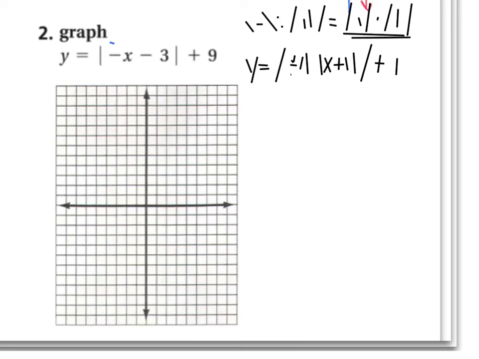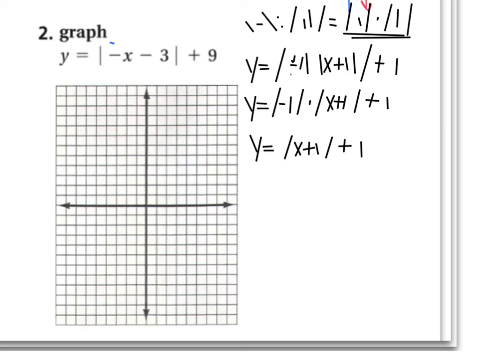Now I want to use the rule to rewrite it, breaking it apart into two absolute values. So the absolute value of -1 times the absolute value of x plus 3, plus 9. Well, what's the absolute value of -1? 1. So y equals 1, or we don't need to write the 1, 1 times the absolute value of x plus 3 plus 9. This is the equation I want to use to graph, because that is now written the way that we're used to seeing it. Questions?